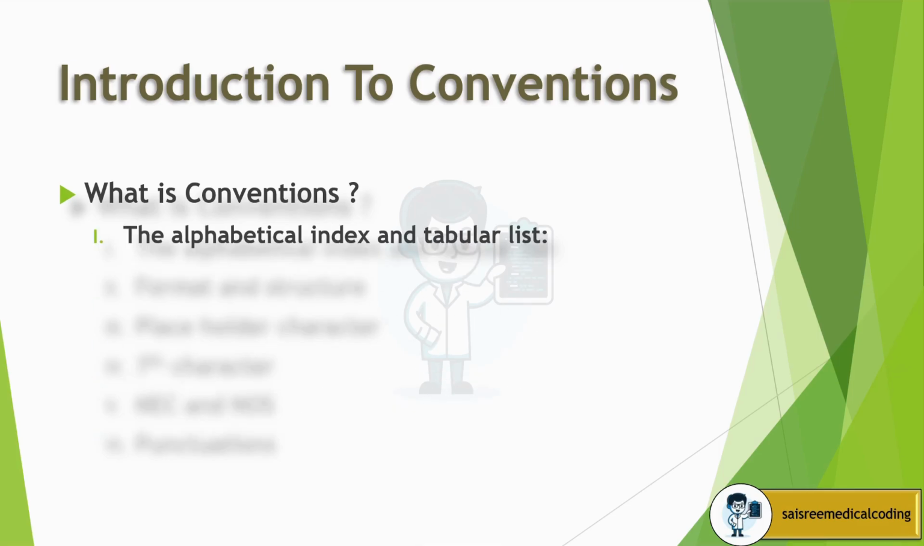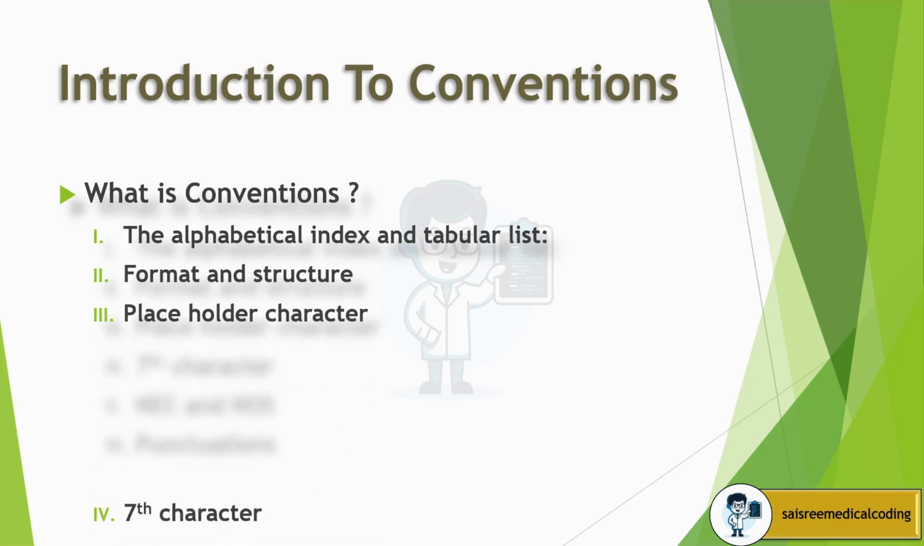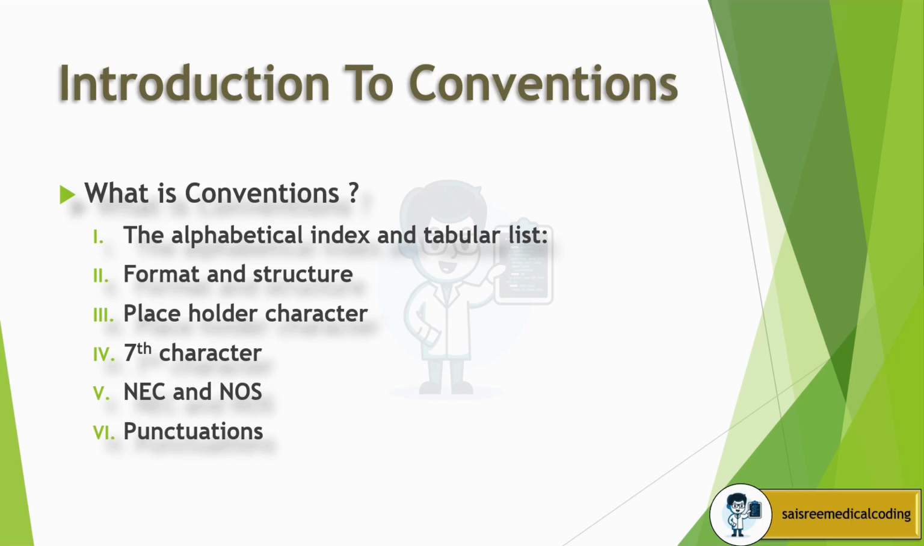Then we will see the alphabetical index and tabular list, format and structure, placeholder character, seventh character, NEC and NOS, and punctuations. This is just part one. We will cover part two in the next video. So this is only half of the content of the conventions.